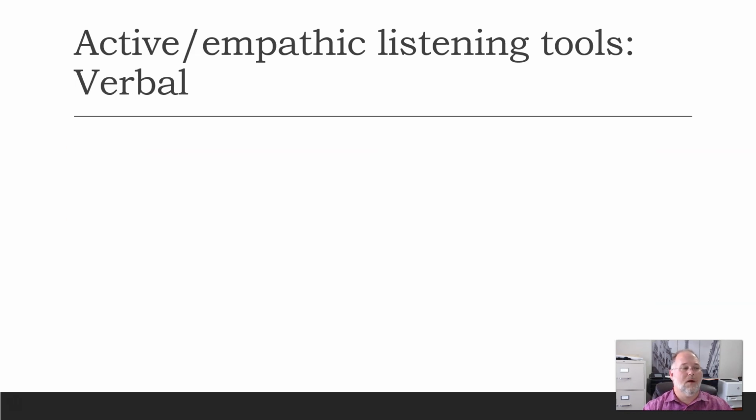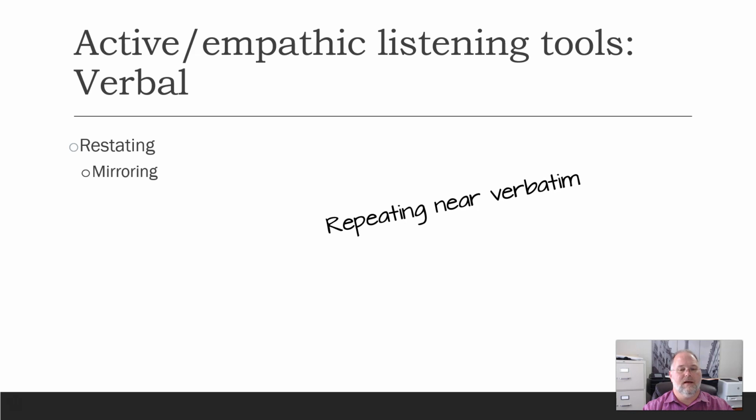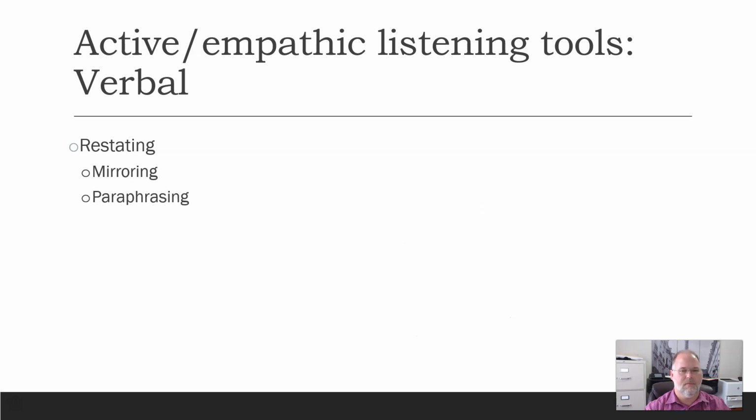Now, let's talk about what we can do verbally to be an active listener. First and foremost, let's look at mirroring. This is the idea of repeating back to them verbatim. So when they're talking to you and you get a break, you can restate what they said. You say, so you said this, and you literally say it right back to them. It's almost like a direct quote, if you're thinking about writing an essay.